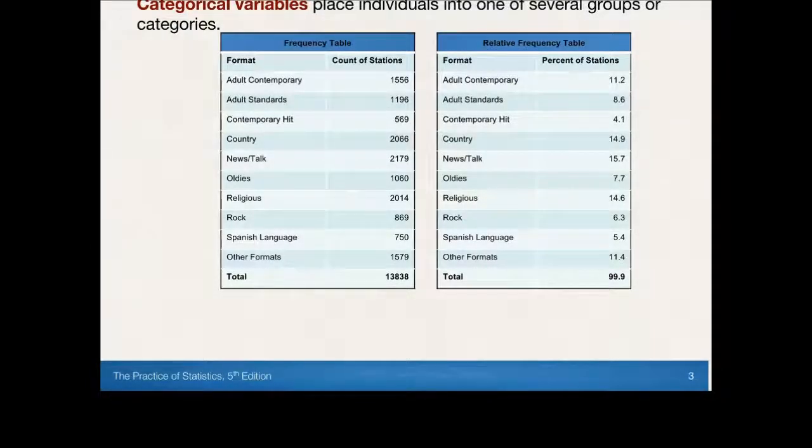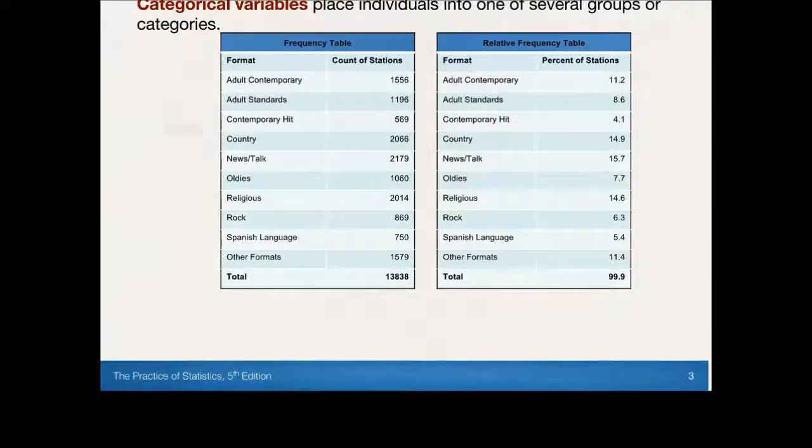On page 8 of your text, you see there's some data from radio station formats. These are categorical values that placed individuals into one of several groups or categories. They took some data of radio stations throughout the U.S. and placed them in these categories. The frequency table on the left shows the actual count of stations in each of the formats. There is a format at the bottom called other formats that didn't fit in the main ones. And then you can see there's a total of 13,838 stations. The one on the right is a relative frequency table, and we'll figure out how that works.